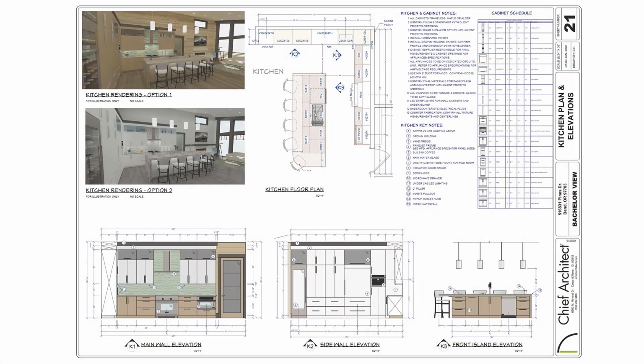If you take a look at my completed layout sheet for this kitchen, this is a 24 by 36 sheet. I put a couple of rendering options for the kitchen. I put the floor plan, I placed the cabinet schedule, the keynotes, and then the different wall elevations and an island elevation. And this is a matter of preference and how you want to lay this out.